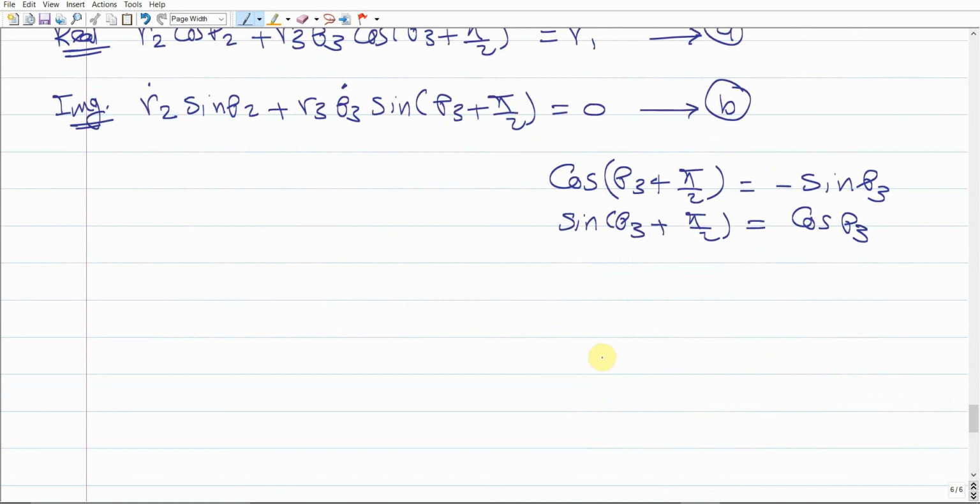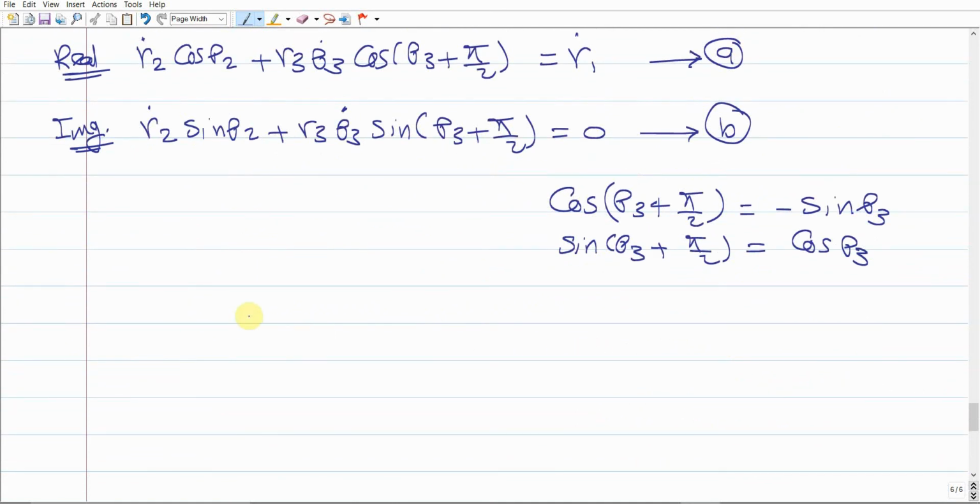I can rewrite these two equations one more time, but without this pi over 2 to make the calculation more simple. So we're going to end up here with R2 dot the cosine of theta 2, then the cosine of theta 3 plus pi over 2 gives negative sine theta 3. So we're going to have here negative R3 sine theta 3 dot sine theta 3 equals R1 dot, and this is going to give us the first equation as equation 1 dash, for example, just to distinguish between this equation and the previous one.